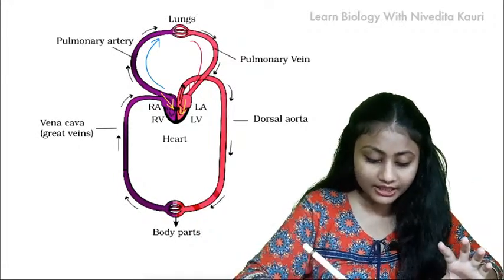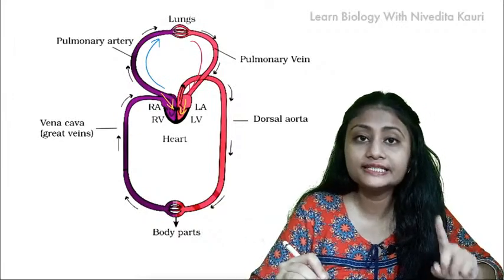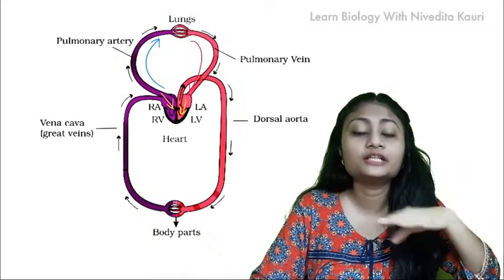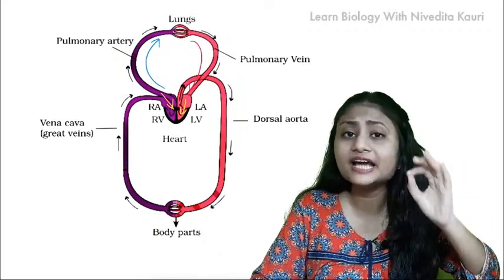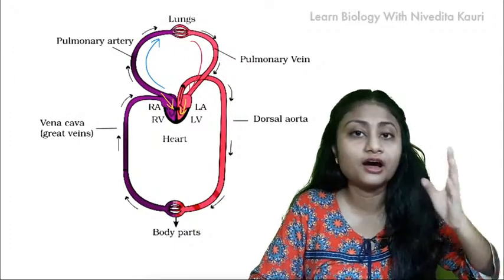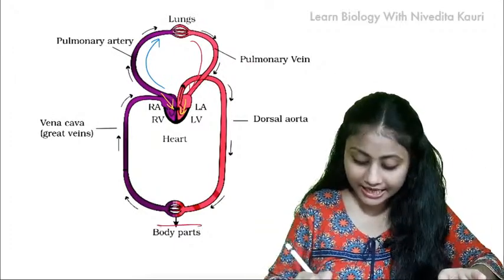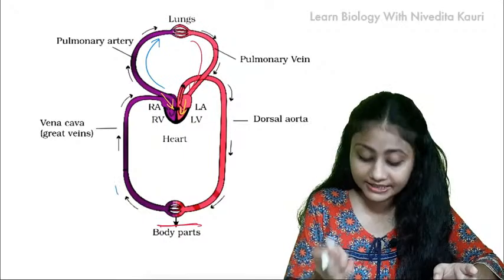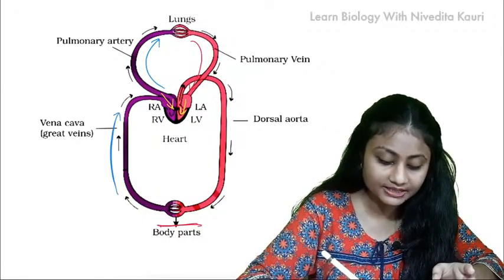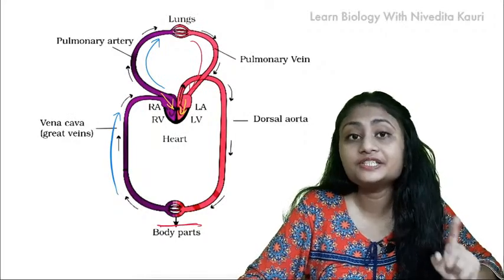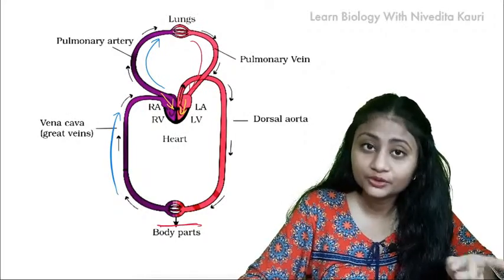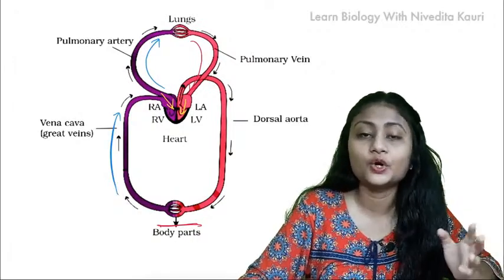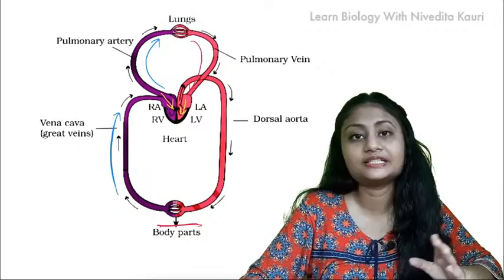Then from the left atrium, the oxygenated blood goes to the left ventricle and then from left ventricle, the oxygenated blood reaches each and every part of our body via arteries and arterioles. Gaseous exchange takes place at the tissue level via the capillaries and then the deoxygenated blood again comes back to the right atrium by venules, veins and ultimately superior vena cava, inferior vena cava and coronary sinus. This is the systemic circulation.